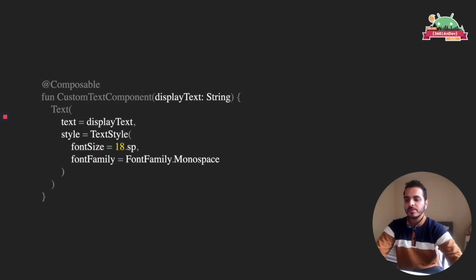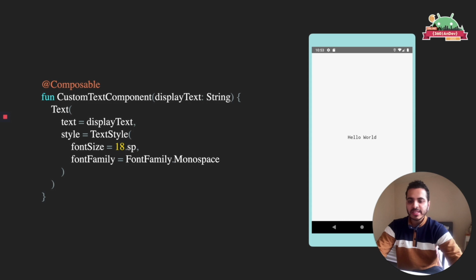Text composable accepts a text style parameter, which is nothing but a data class with a bunch of properties. So we're going to override some of those properties and change them. In specific, we're changing the font size and the font family. And now let's try to run the app again. And we see these changes reflected instantly.